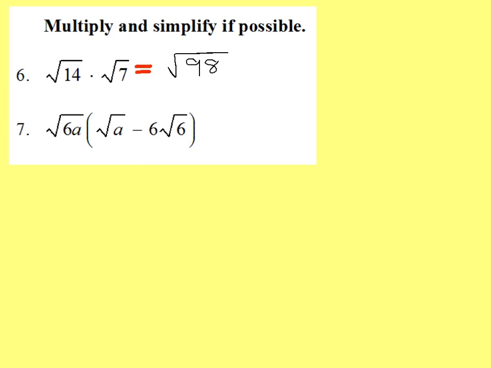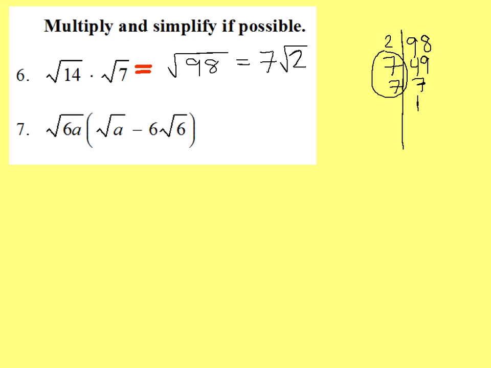Square root of 98. Now though, if we want to simplify this, we're going to break down 98. So 2 goes into 98 49 times, and then 7 goes into 49 7 times, and 7 goes into 7 once. And again, in order to leave this radical, you need to leave in a group of 2. So here's a group of 2 7s. So a 7 comes out, and that 2 stays inside. So here's our answer for number 6.